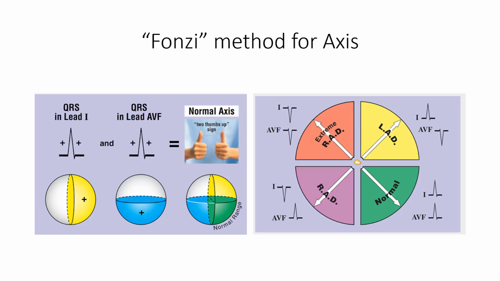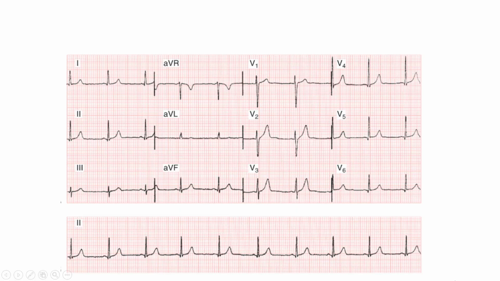Now you can see in the graphic on the right, the positively deflected QRS complex in lead 1, positive in AVF, and so this is normal. Over here in left axis deviation, you can see that lead 1 is going to be positively deflected, and then AVF is negative, and so on. Let's see how this works out in an EKG.